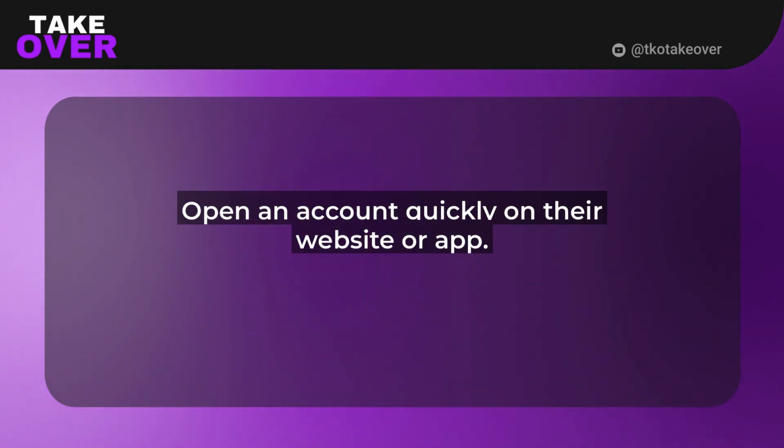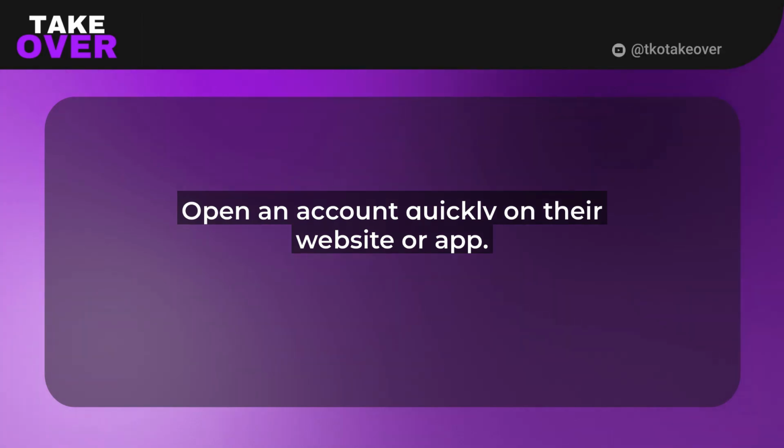It's a trusted brokerage firm that's been around for decades, offering a robust platform for buying and selling stocks, ETFs, and more. The best part? It's beginner-friendly with tons of educational resources to help you along the way.